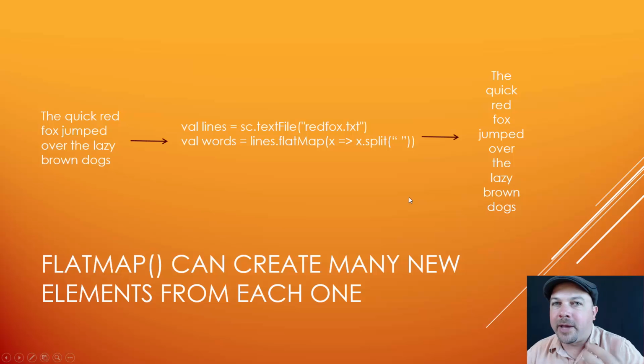So that's the main difference between map and flatmap. Map is a one-to-one relationship between the input data rows and the output data rows, whereas flatmap can have a one-to-many relationship, or a one-to-one relationship, or a one-to-none relationship, whatever is appropriate for what you're doing.